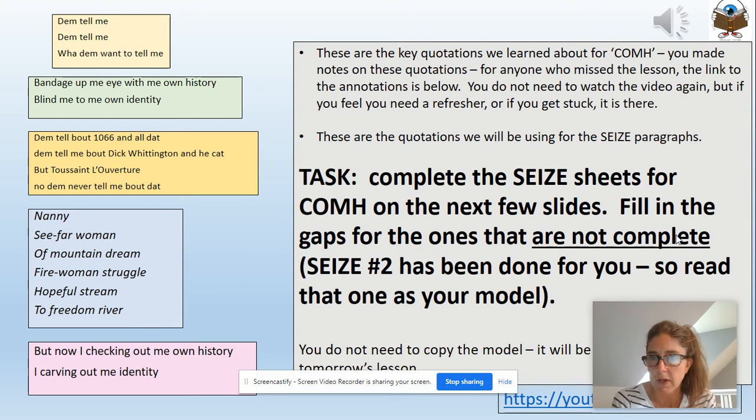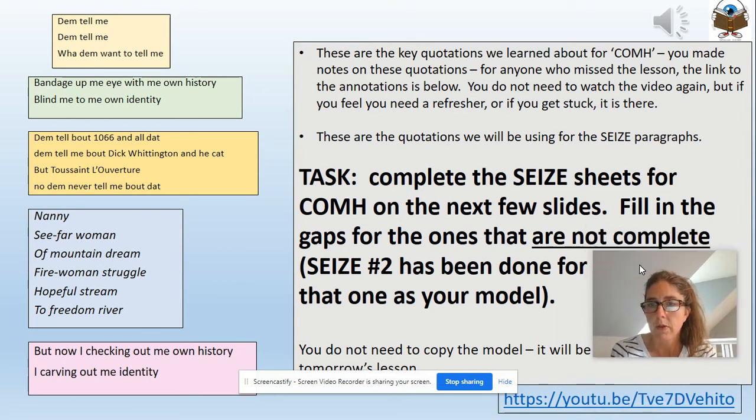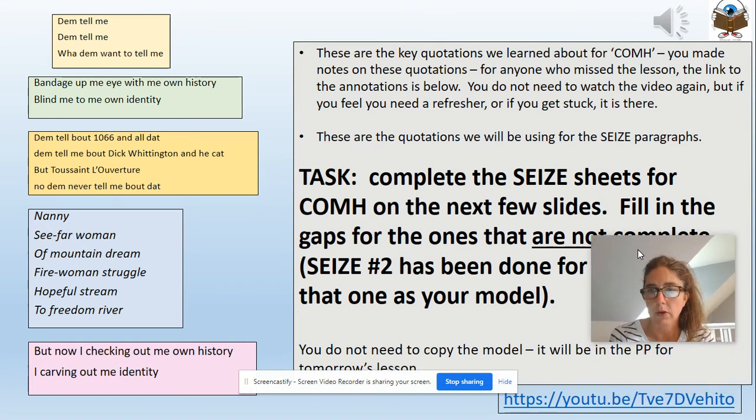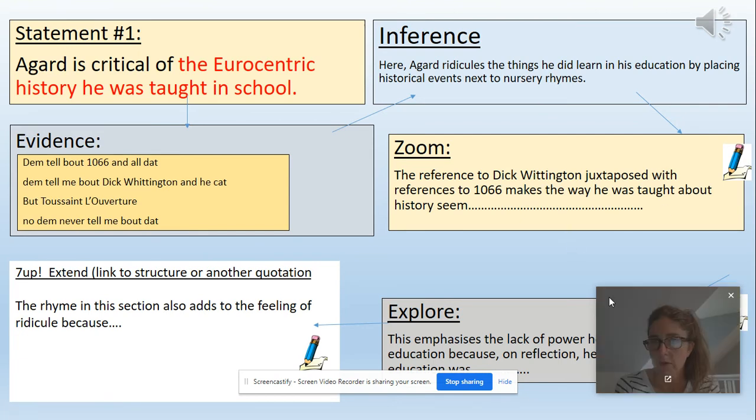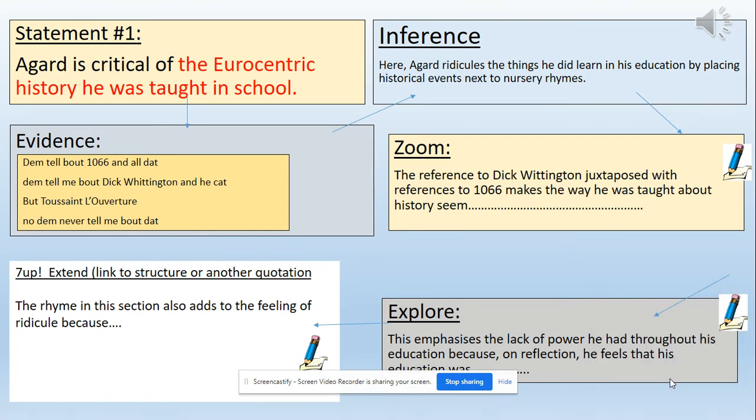Just a note at the bottom there, you can't really read it because I'm in the way, so I'll turn myself off. You don't need to copy the model one. The second one I'll show you has been done fully, so you don't need to copy all of that out because it will be in tomorrow's lesson as well. So let me just turn myself off here. This is something I've learned to do. Here we go.